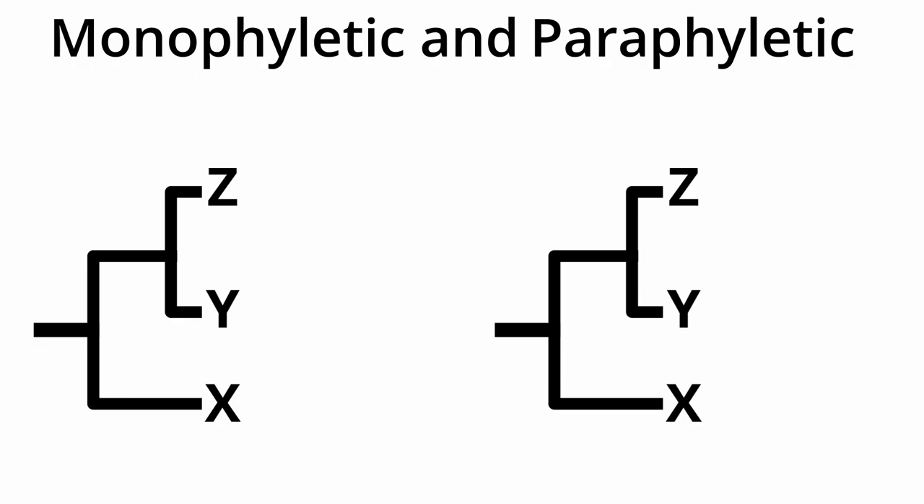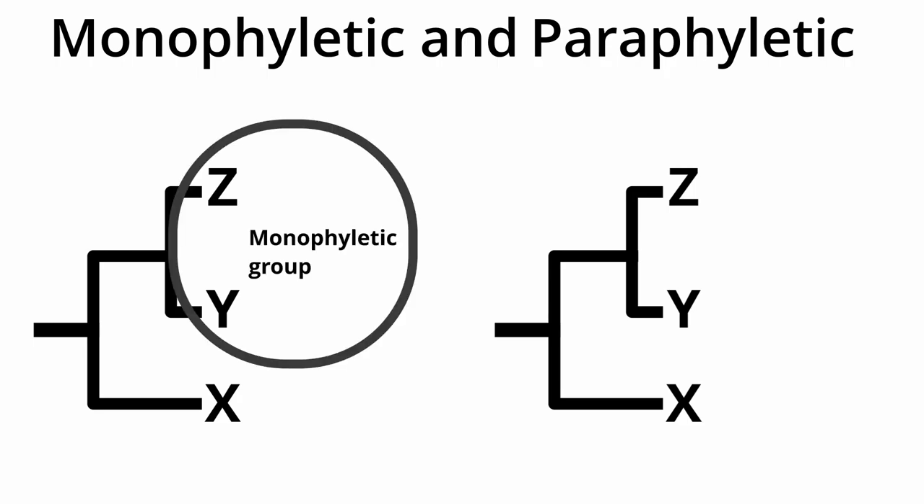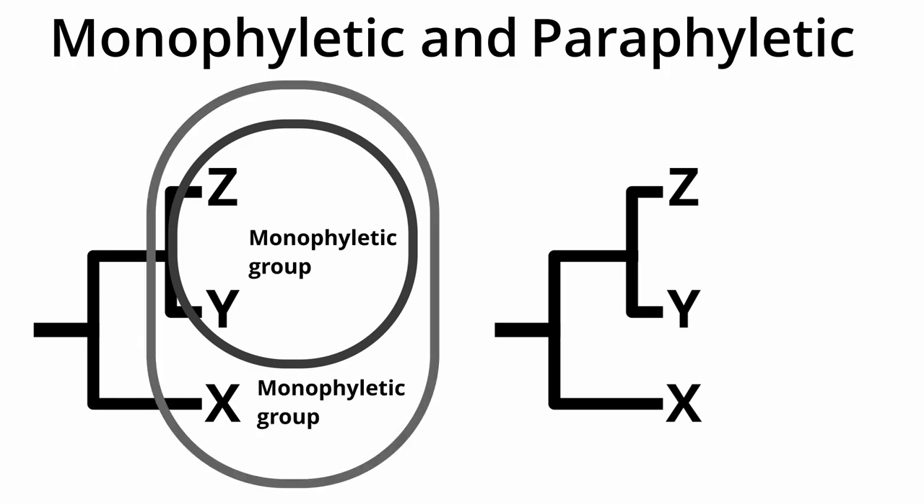So in this phylogenetic tree, X, Y, Z are some kind of species or group, whatever. If you recognize Y and Z as the same group, this will be a monophyletic group. And X, Y, Z, if you recognize they are the same group, they are recognized as a monophyletic group, because they share a common ancestor. They are a kind of group, and this grouping is really natural, right?